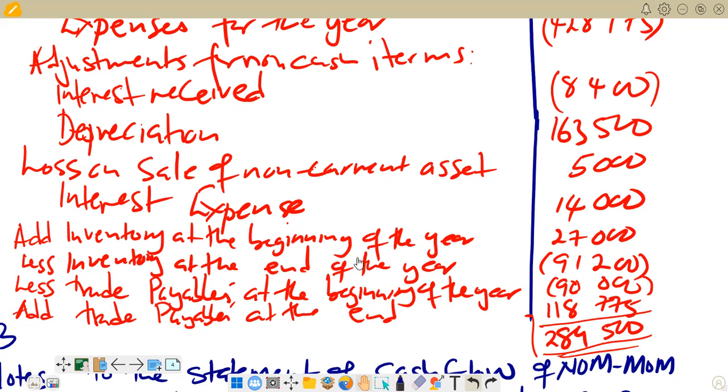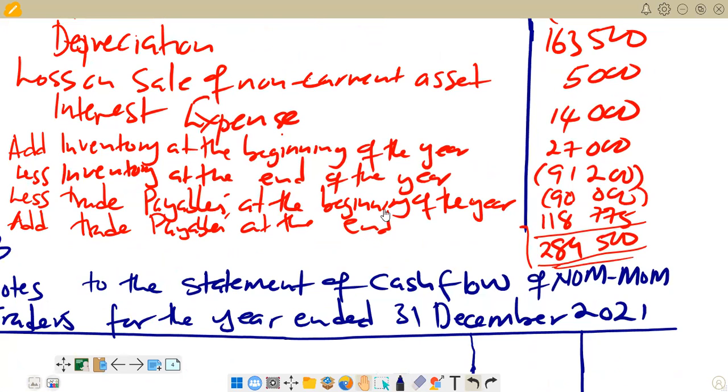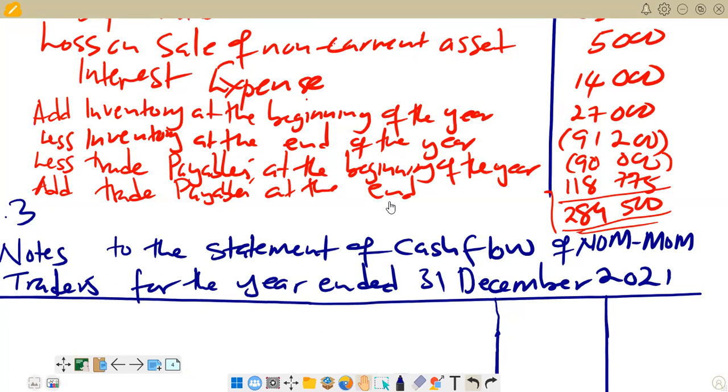Right, if you move on, the next part of the question requires us to prepare the notes to the statement of cash flow for non-mom traders for the year ended 31 December 2021. So on that one, we are going to start with net profit before taxation. Then we are going to make some adjustments in terms of, again, interest received, depreciation, some non-cash items. We also adjust them, including interest received and interest expense.